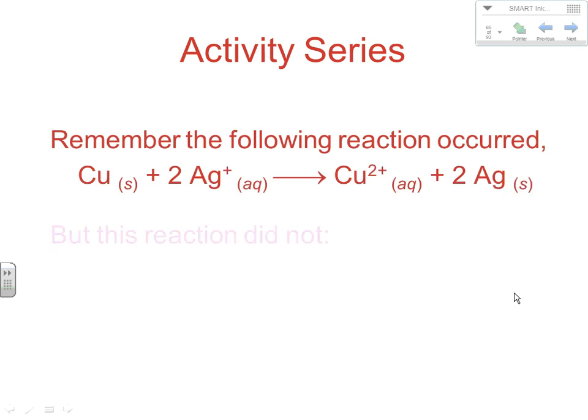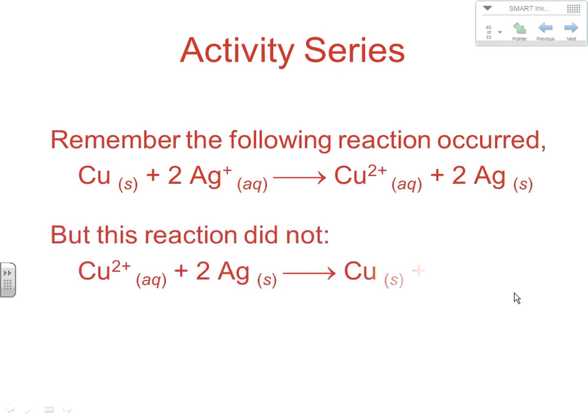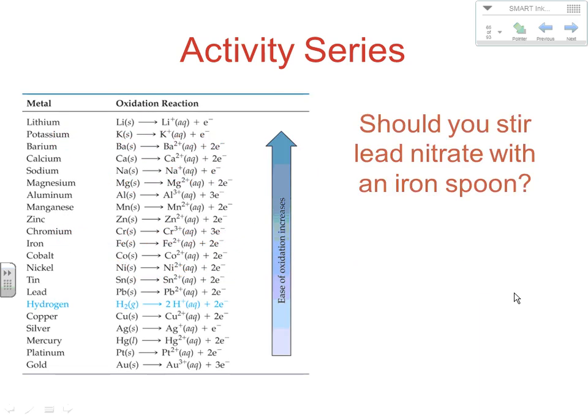So remember, this reaction occurs, but this reaction did not. The reason why is where they're at on the activity series. So you've got to use your activity series to figure it out. So let's apply this situation. Should we use an iron spoon to stir a solution of lead nitrate? In other words, is a reaction going to occur between the Fe metal and the lead ions?